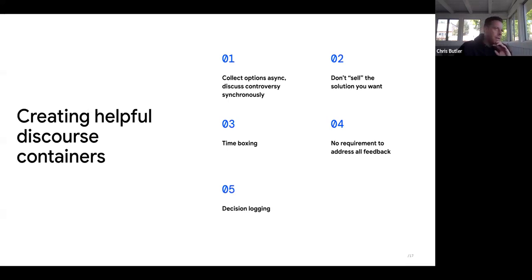And then the last piece, which is still very much a work in progress for a lot of organizations, is how do we end up tracking these decisions?